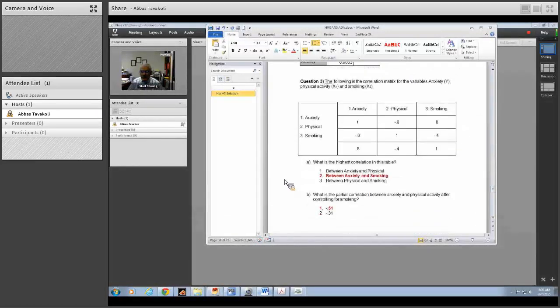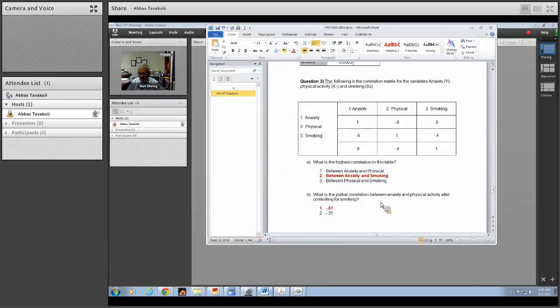Now, the third question, we have the following matrix. We have anxiety, physical activity, and smoking. Anxiety is our outcome, physical activity is x1, and smoking is x2. What is the highest correlation in the table? You have to look at it in terms of absolute value. You have three correlations, negative 0.6, 0.8, 0.4. So anxiety and smoking is the highest, 0.8.